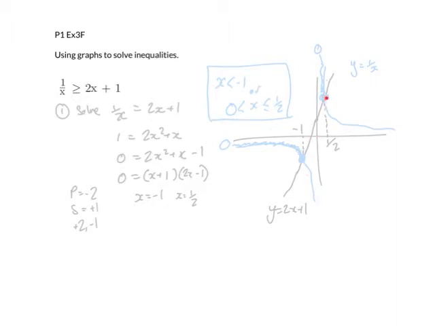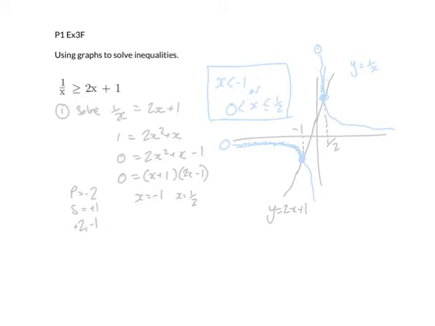We notice that we fill in the dots because from the original problem we have an inclusive inequality, so we have inclusive dots at the intercepts themselves. If that wasn't inclusive, they would be empty, and our answer would include that.